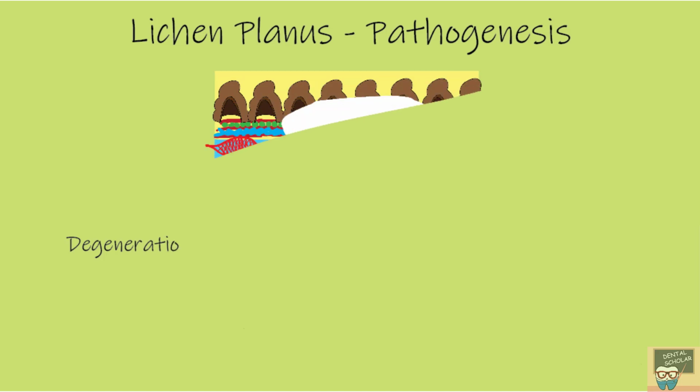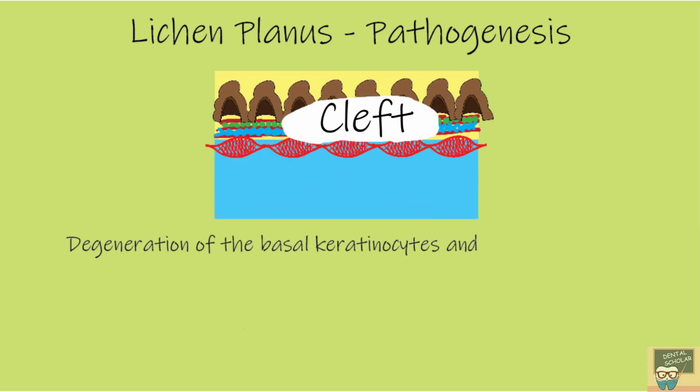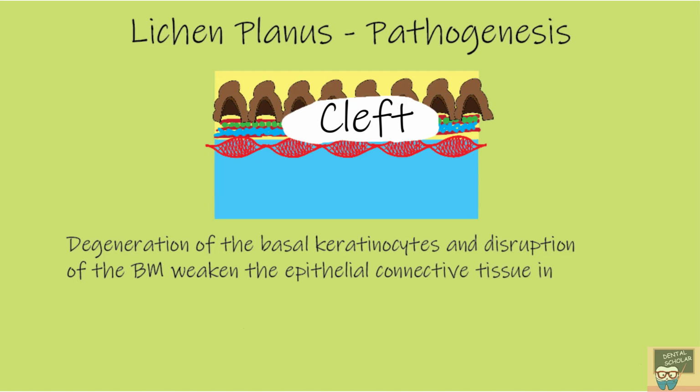The degeneration of the basal keratinocytes and disruption of the basement membrane weakens the epithelial connective tissue interface. So, the junction between the epithelium and the connective tissue is weakened. And because of this weakening, there is a development of cleft at this interface. And these clefts are called Max-Joseph spaces. So this was all about the pathogenesis of the oral lichen planus.